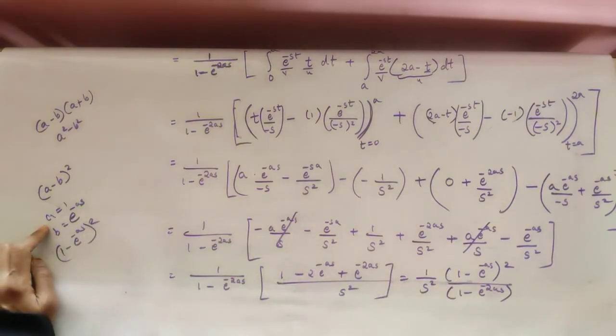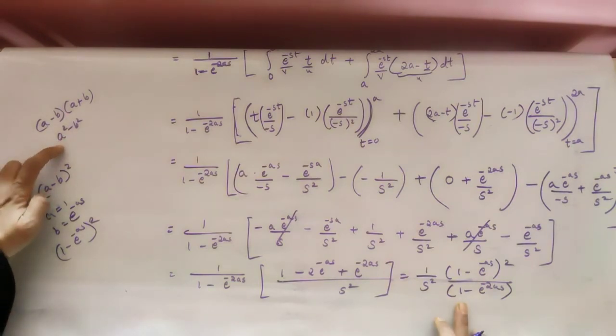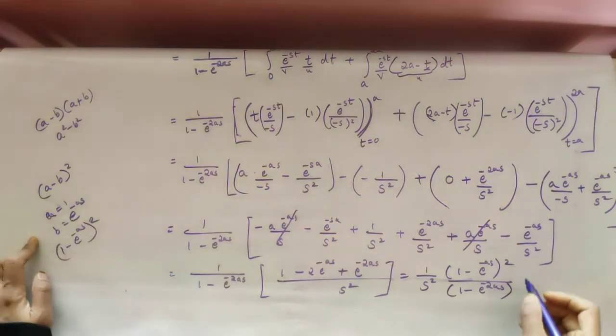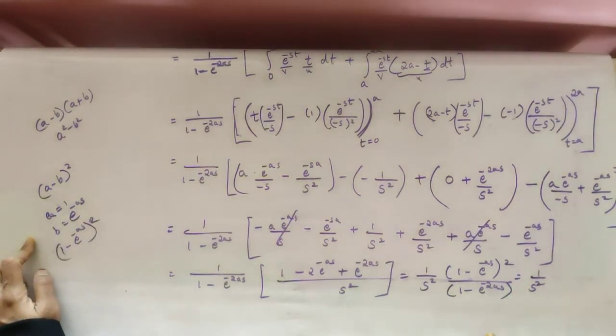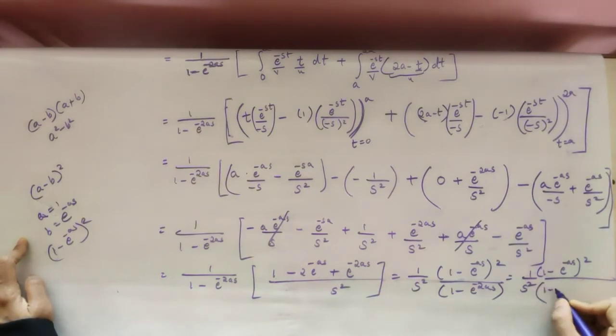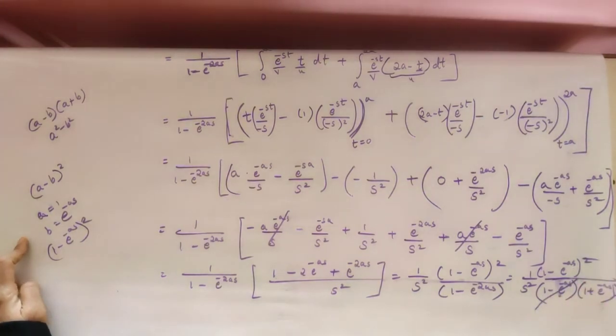The numerator is this. Similarly, for the denominator, look at the denominator. It is in the form a square minus b square. The same value for a and b which I have written here. So this is nothing but 1 divided by s square, 1 minus e to power minus as whole square divided by, here you will have two brackets. 1 minus e to power minus as into 1 plus e to power minus as. So one of these two brackets, this and one bracket from here will get cancelled, see. So you will be left with what?